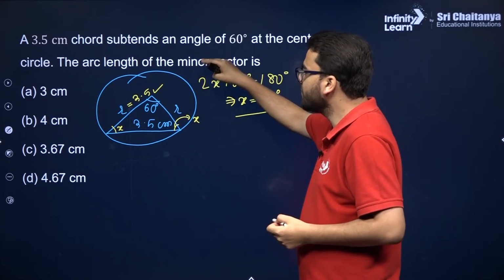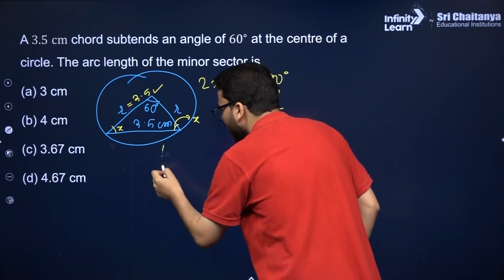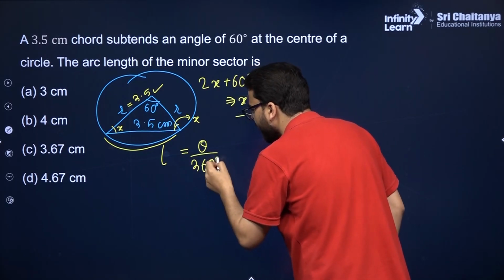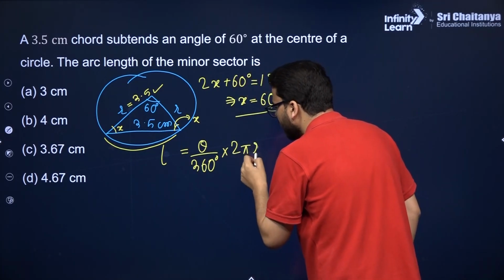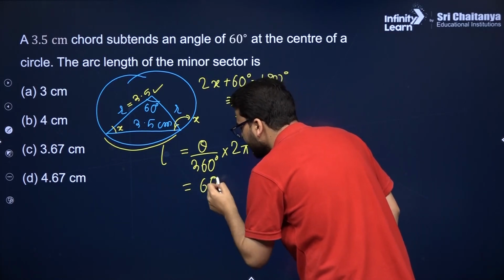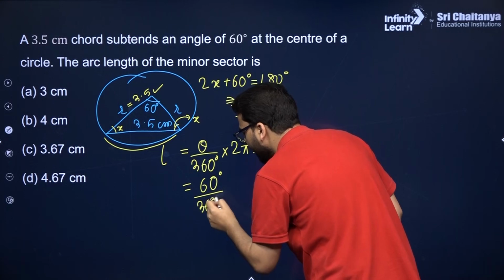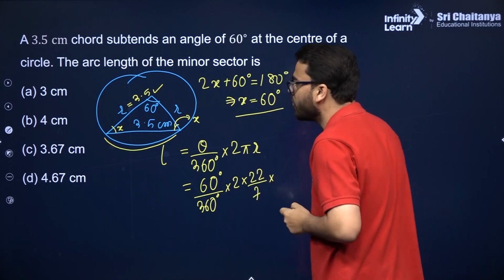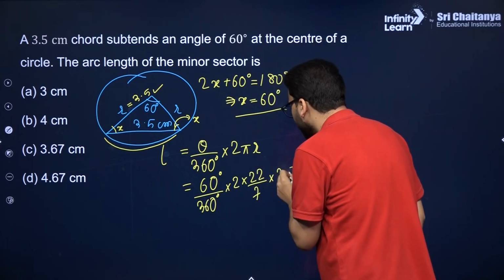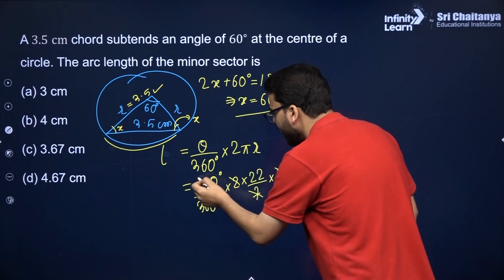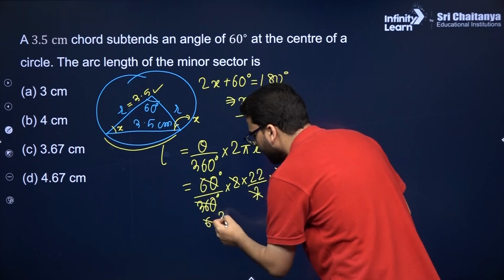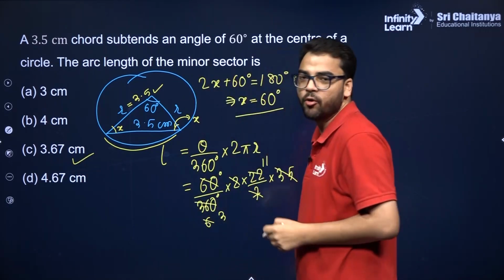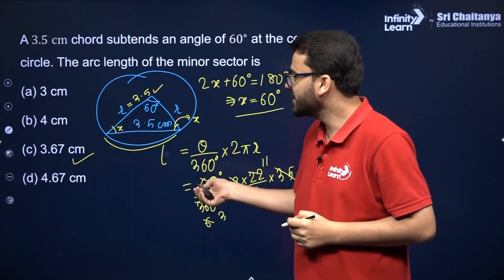Can we find the length of the minor arc? Length of the minor arc will be what? This is the minor arc. It is nothing but theta by 360 into 2 pi r. Now theta over here is 60. So 60 degrees upon 360 into 2 pi r. Now radius over here we have got to be equal to 3.5 centimeter. So let's put over here. So this is 7 guys, just simplify. So this will give you 11 upon 3 which is equal to 3.67. I hope this question is clear to you. So let's see the next one.